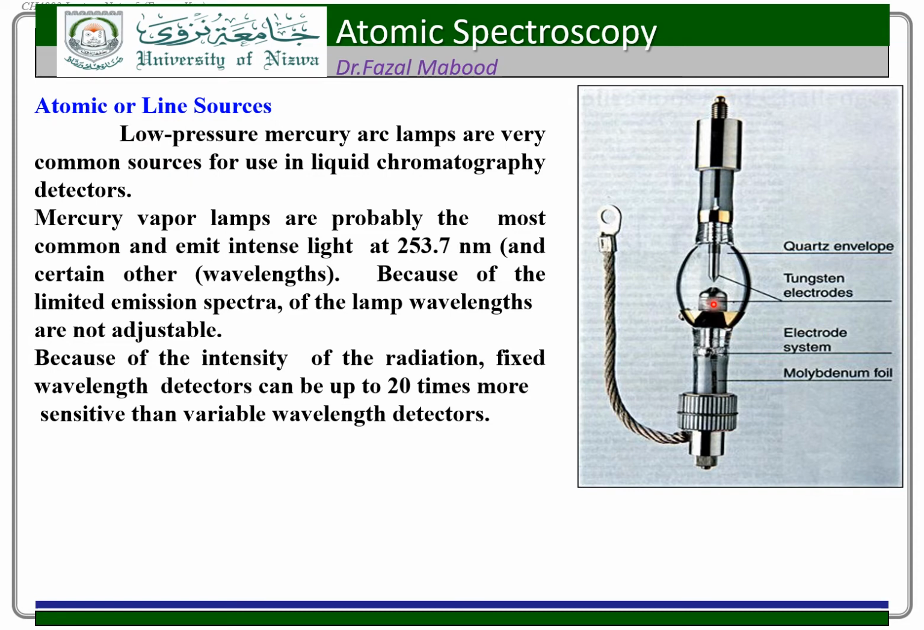Here you see this is the low pressure mercury arc lamp, a very common source for use in liquid chromatography detectors. Mercury vapor lamps are probably the most common and emit intense light at 253.7 nanometer. Because of the limited emission spectra of the lamp, wavelengths are not adjustable. Because of the intensity of the radiation, fixed wavelength detectors can be up to 20 times more sensitive than variable wavelength detectors. Here you see this is the mercury arc lamp.